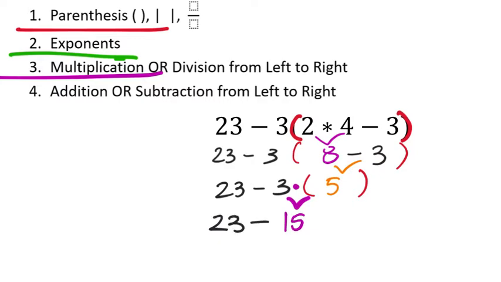So we took what we started with, looks like 5 values, and we've narrowed it down into 2. The final operation here we see is subtraction, and that's our final step in the order of operations. So we'll just do 23 minus 15. You can stack it if you need to. I'm going to skip that step and just show that the answer is 8.